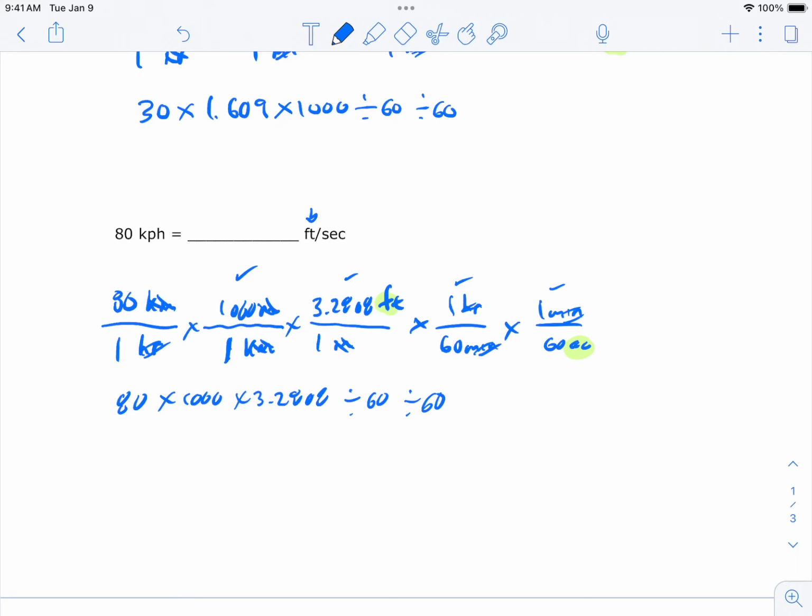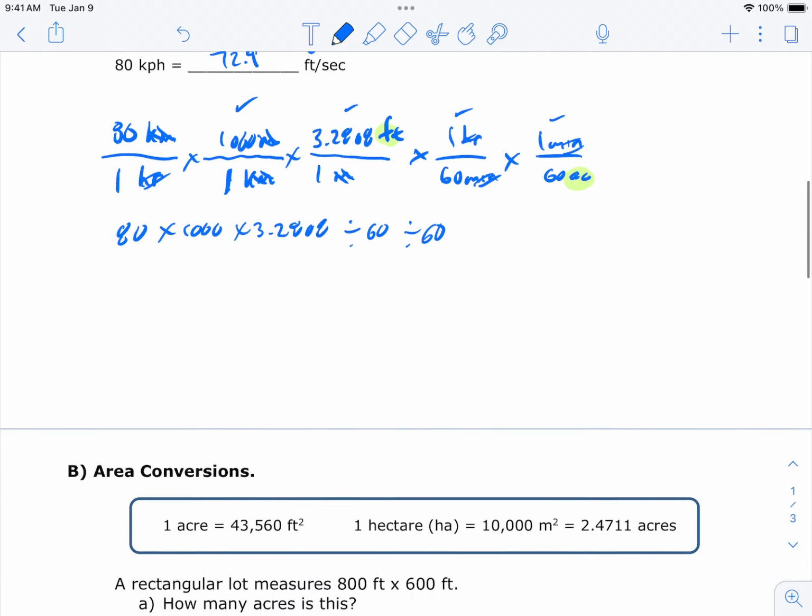Here we go again, folks. So 80 times 1,000 times 3.2808 divided by 60 divided by 60. Boom! I said boom. Here we go. 72.9 roughly feet per second. It's good to be able to make your conversions like this. The old cancel the factors method.